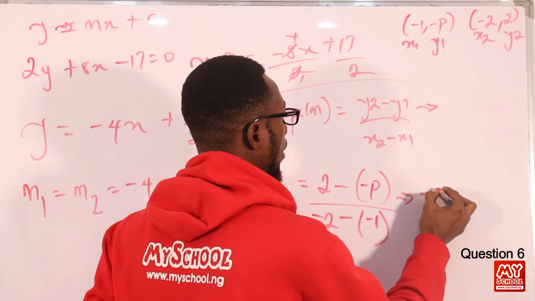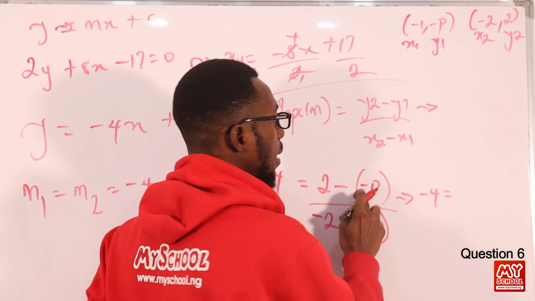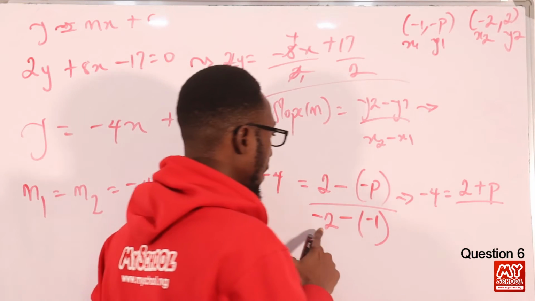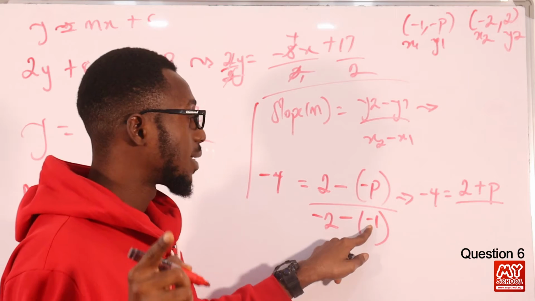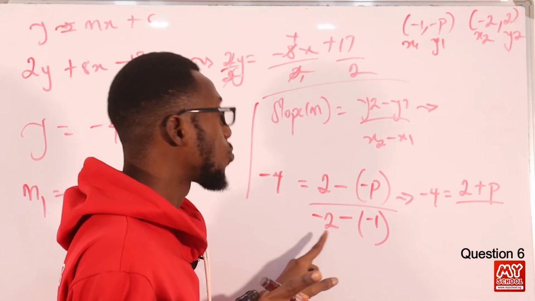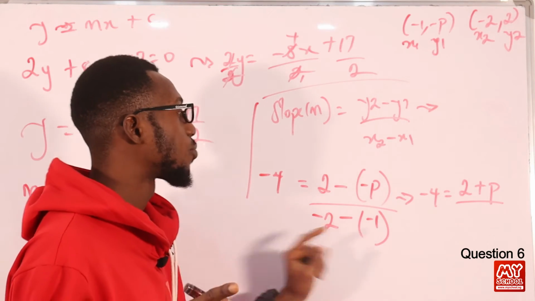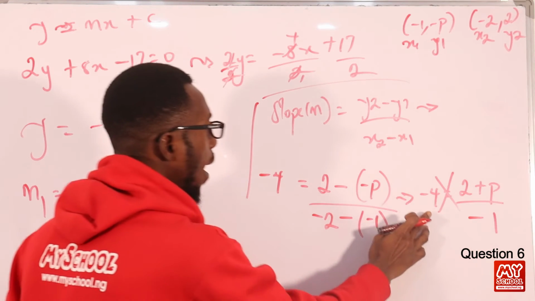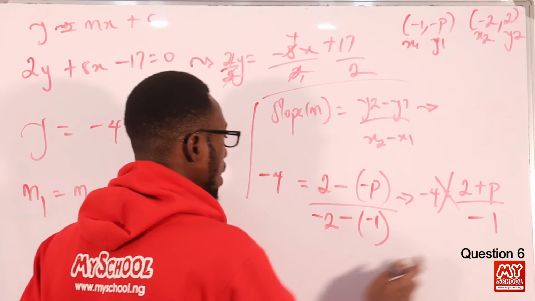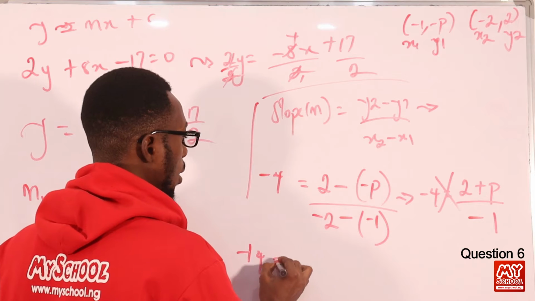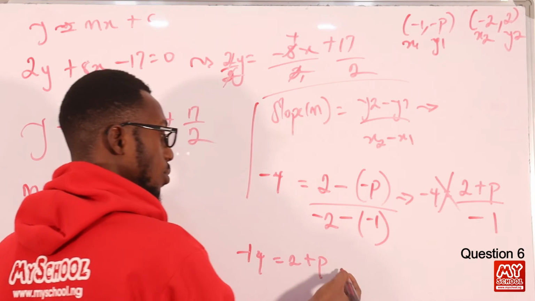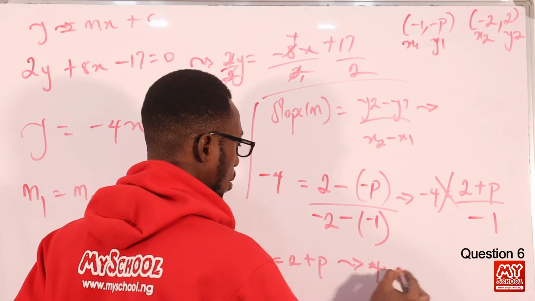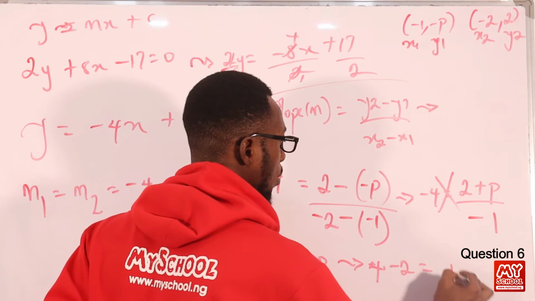So I should have -4 equals minus times minus, that is plus, so I have 2 plus p over, we have minus times minus, that is plus, that is +1. So -2 plus 1 is actually -1. So I can cross multiply. So I have -4 times -1, that gives me +4 equals 2 plus p. Then we have to make p the subject, right? So that will be 4 minus 2 equals p.